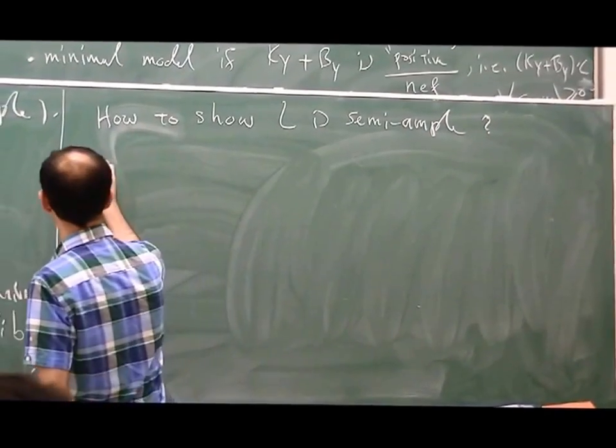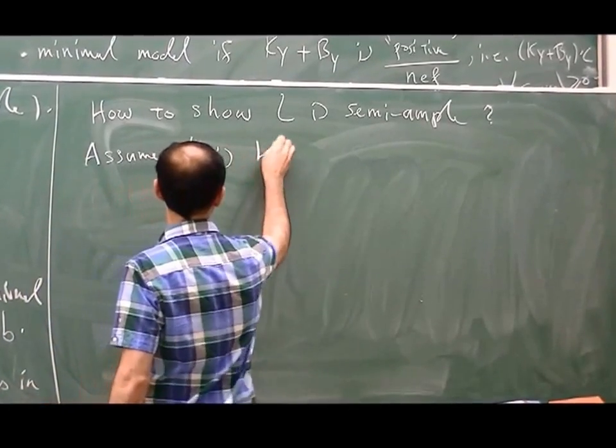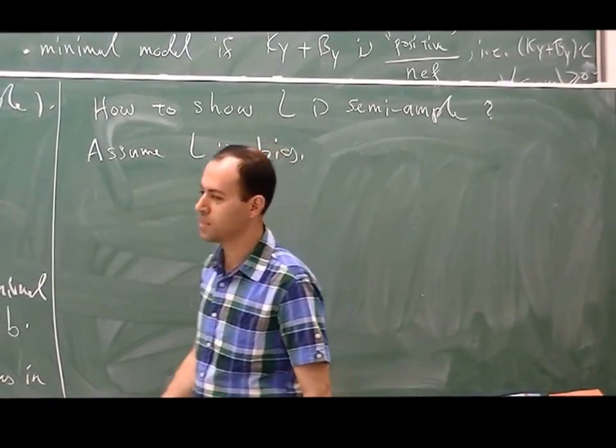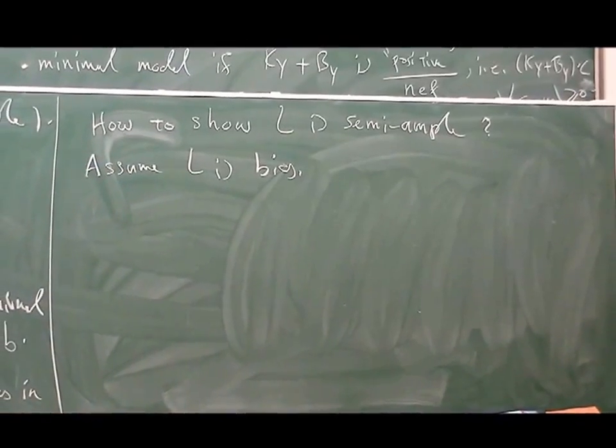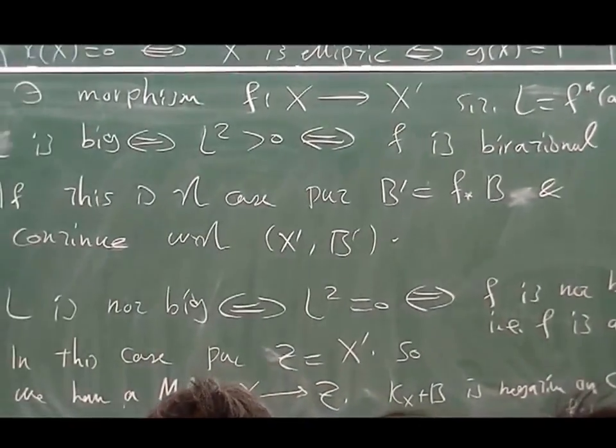So let's consider one important case. Assume that L is big. So bigness here, as I said, also has a numerical meaning. The self-intersection is positive.